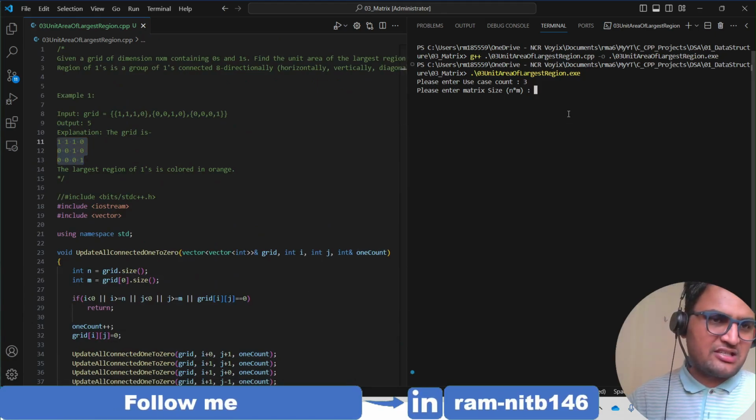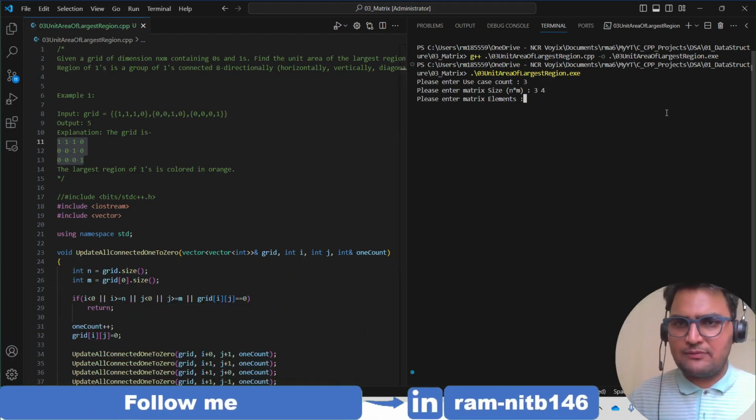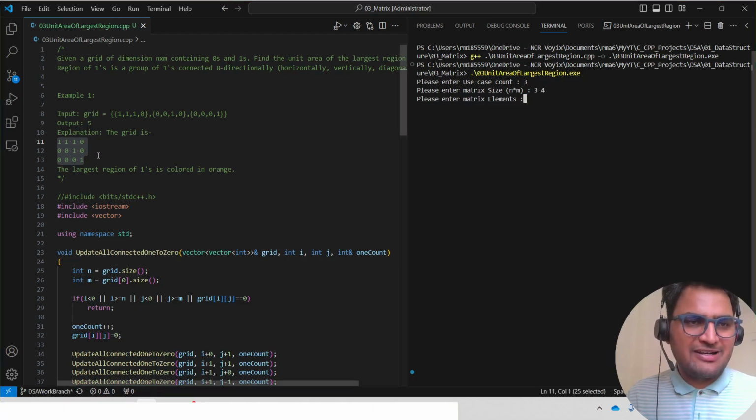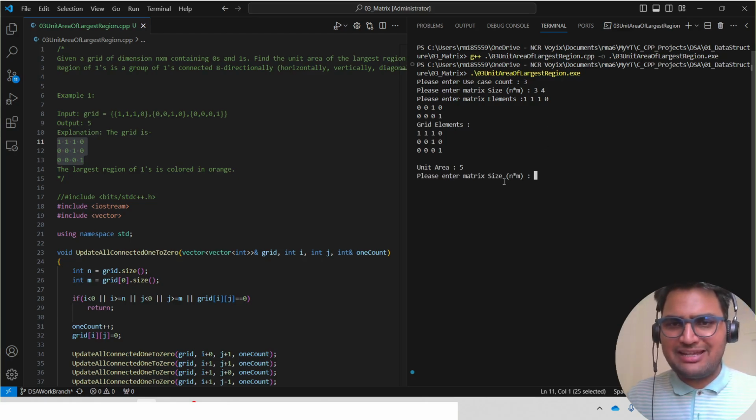The size is 3 comma 4, since you can see 3 rows and 4 columns. Then we enter the matrix elements: 1 comma 1 comma 1 comma 0, then 0 comma 0 comma 1 comma 0, and then 0 comma 0 comma 0 comma 1. Here we are expecting 5, as we discussed.